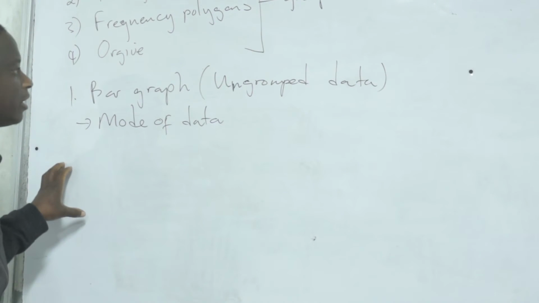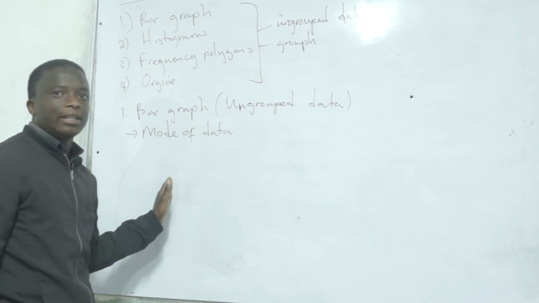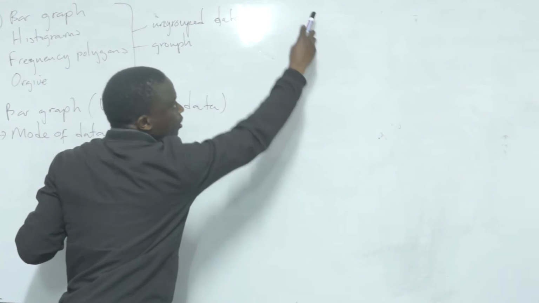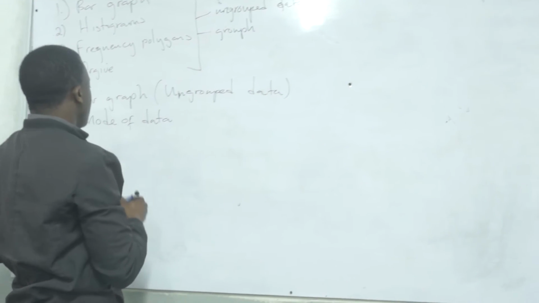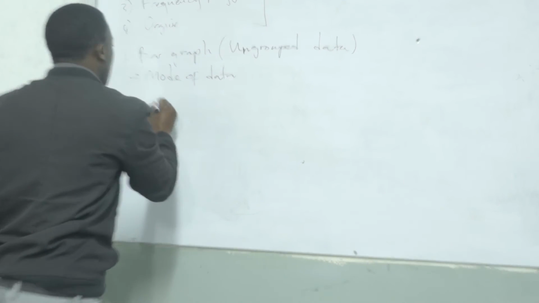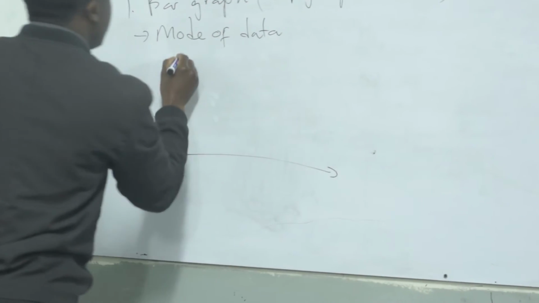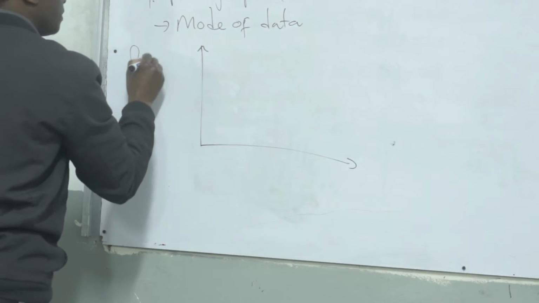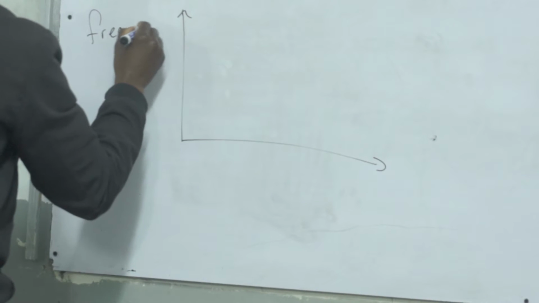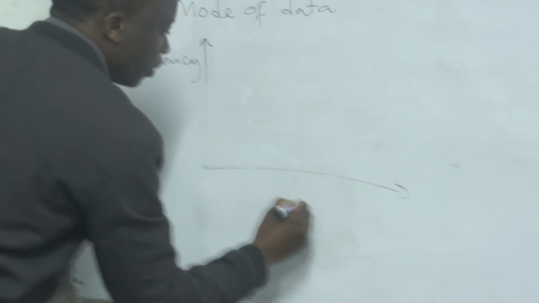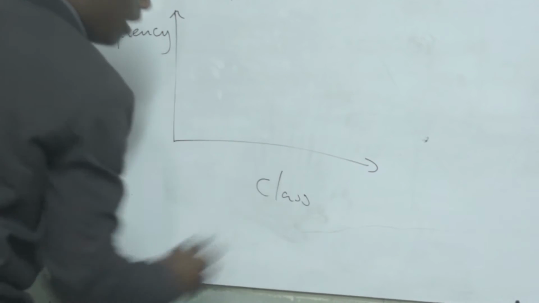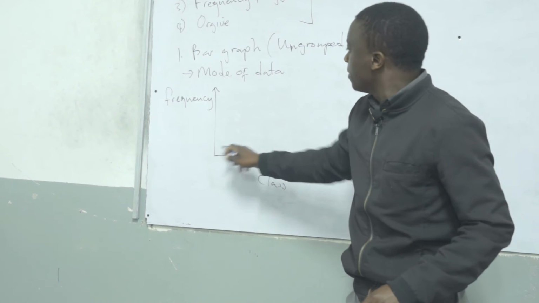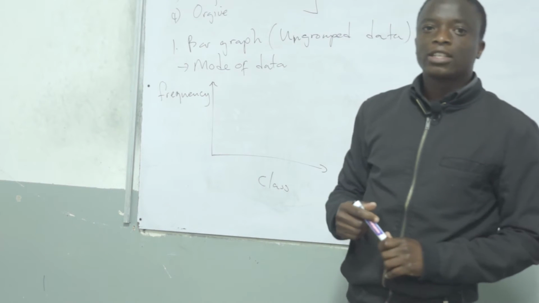If you have your information, now we are going to construct a graph with the x-axis and the y-axis. Then you can insert your data. In the y-axis, you are going to have the frequency. In the x-axis, you are going to have the class or the information being represented. Now you are able to construct the bar graph.